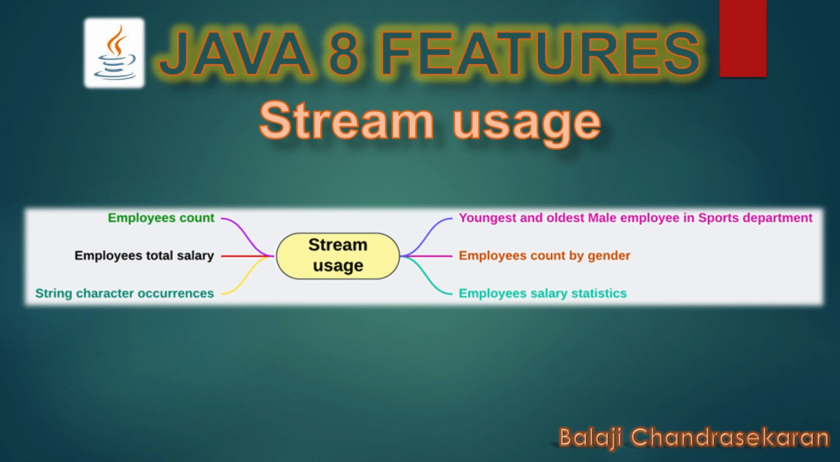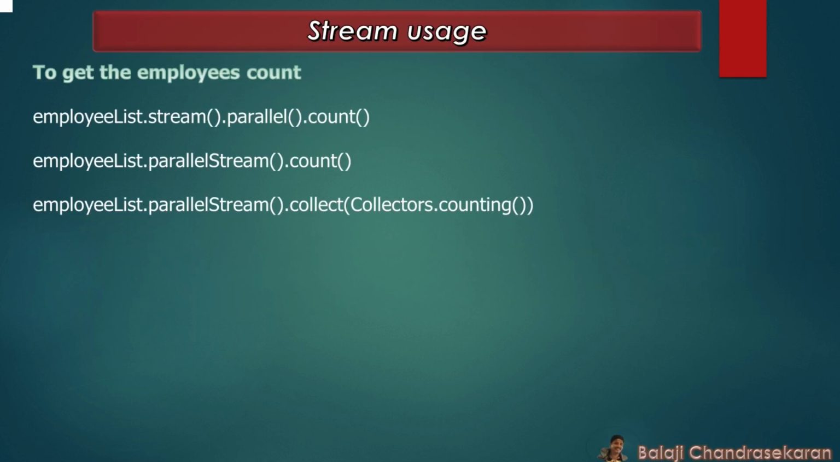I am Balaji Chandrasekharan. Now I will be discussing a few examples of using Java streams. The code employeeList.stream().count() method is used to count the number of elements in the stream created from the employees list. Let us break it down.